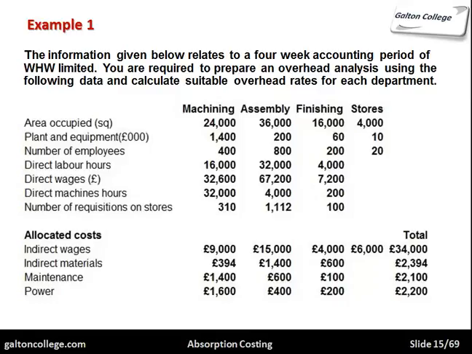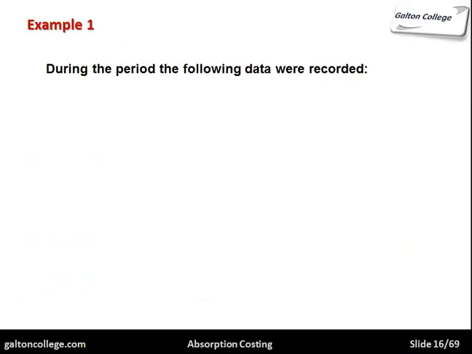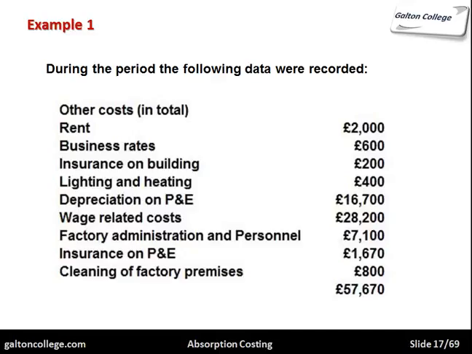Now that's information that we've been given. During the period the following data was recorded. Rents were £2,000, business rates £600, insurance on buildings £200, lighting and heating £400, and so on. Cleaning of factory premises at the bottom was £800. The total bill was £57,670. Now what we need to do is allocate this on some meaningful basis throughout the various departments.